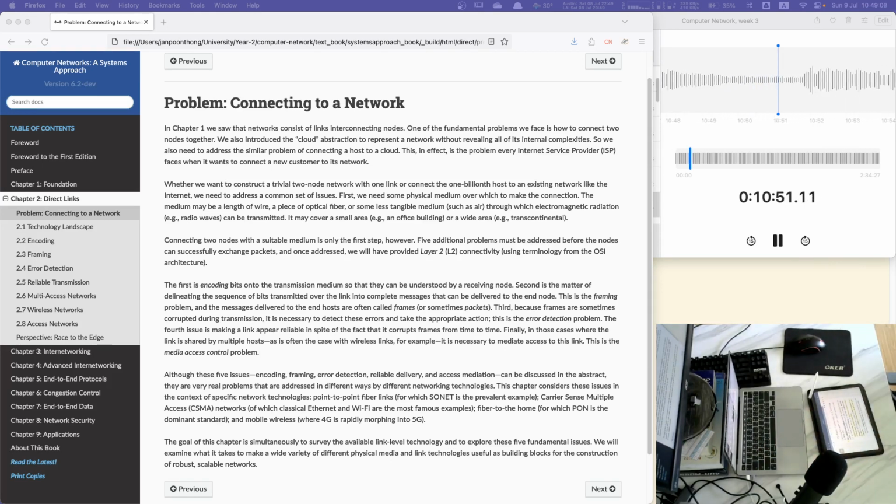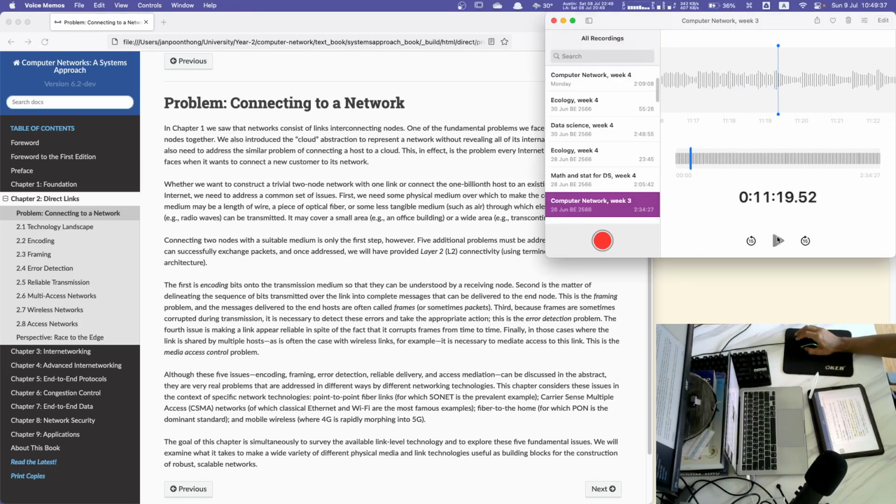Next, we continue with the problem of connecting to a network. Connecting two nodes with a suitable medium is only the first step. Five additional problems must be addressed before nodes are successfully connected to form a network. What is the meaning? To form a network, to exchange data packets. You can see the packet is created here from the user, and the packet is converted to a segment and then back.